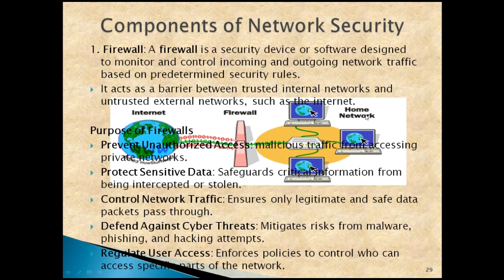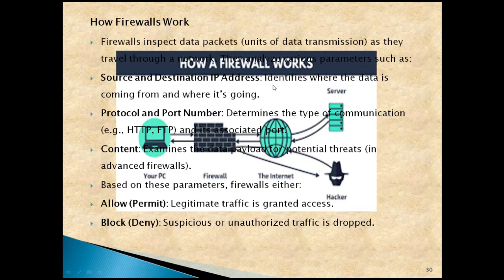Now, let's make progress. Now, how does a firewall work? We've talked about it briefly, but let's just go through the statement. Firewalls inspect data packets. What are data packets? They are units of data transmission or data information as they travel through the network. They are inspected based on certain parameters such as the source and destination IP address.